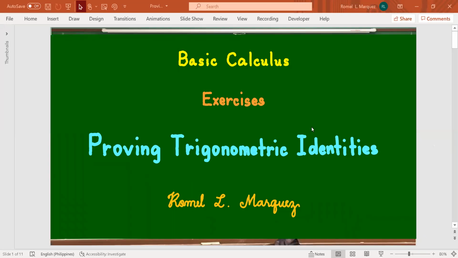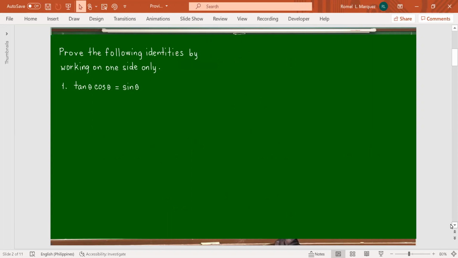Good day, guys. Today, I'm going to discuss some exercises on proving trigonometric identities. Prove the following identities by working on one side only. So let's start with this identity: tangent theta times cosine theta is equal to sine theta. So let's have the proof.